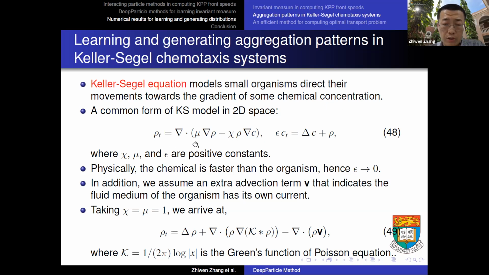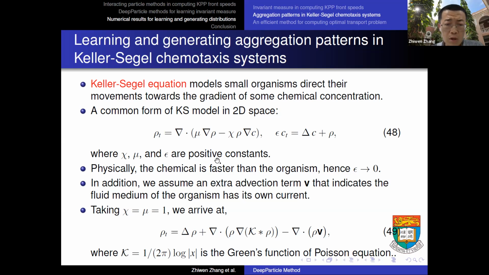In 2D or 3D you have this parabolic equation. Rho is the density of bacteria, and C is the density of the chemical concentration. This is some biology thing, but because rho is a density, we can use it to provide a model to investigate our DeepParticle method.